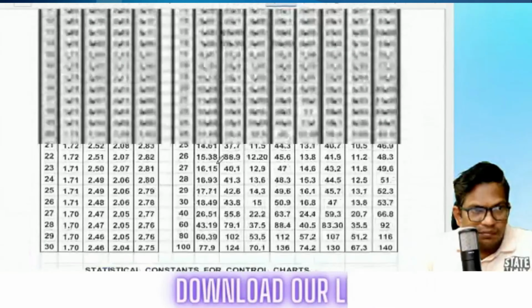Sir, can't we find this in a scientific calculator, sir? Need to check it. I haven't tried it so far. I think you will get it, but not sure.